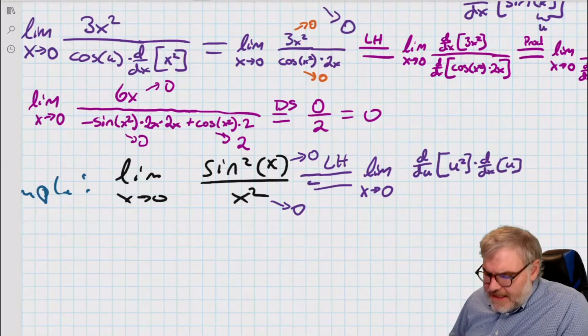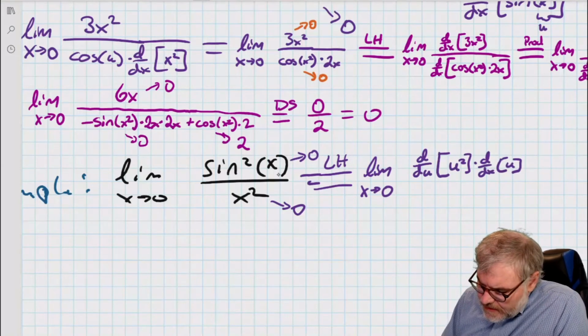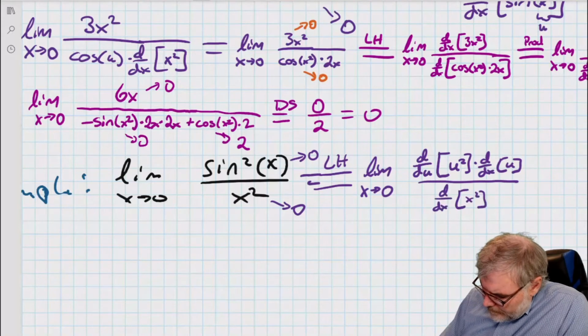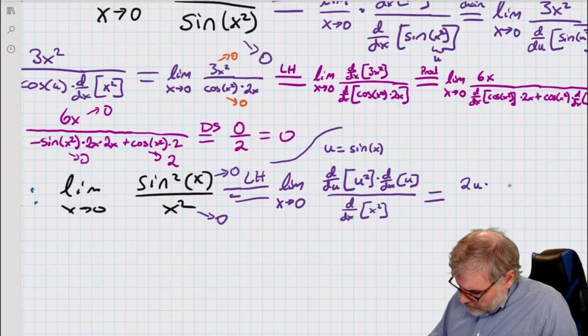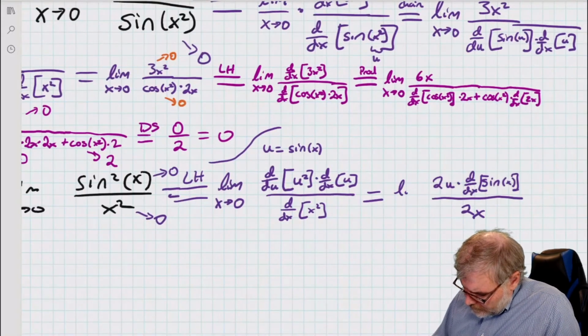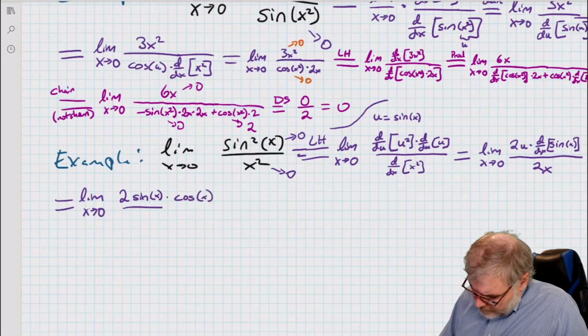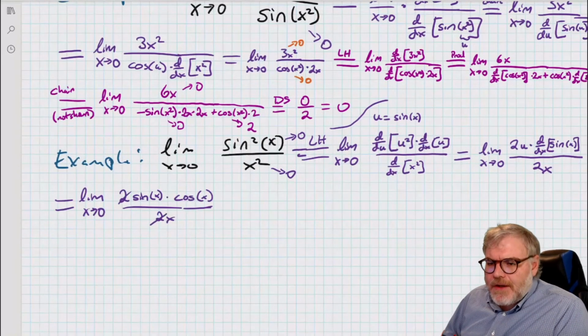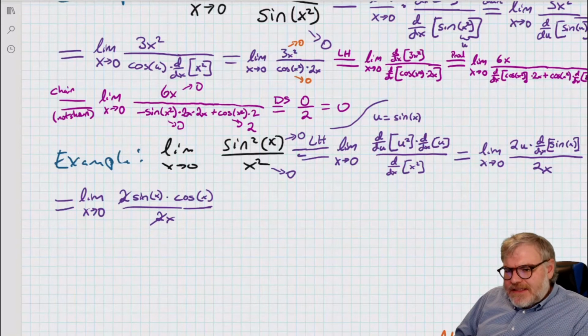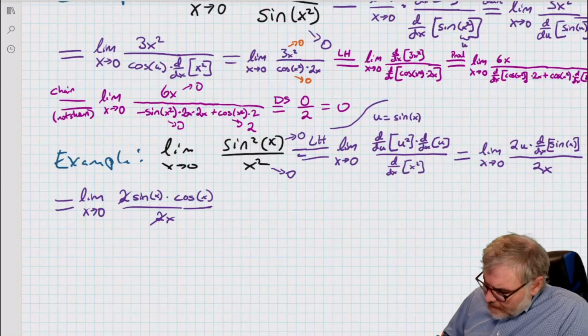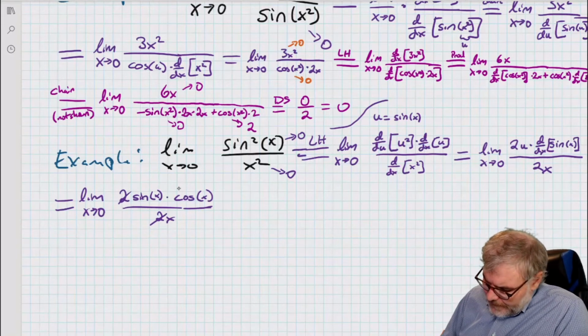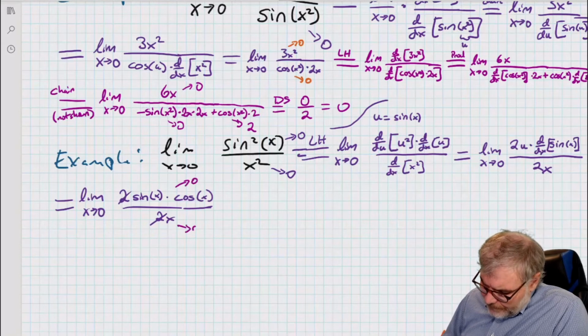That u is sine of x, because this is really sine of x squared. And the 2's are going to cancel. Okay, so I'm left with sine of x times cosine of x. So I'm still left with 0 over 0. Let's go again.